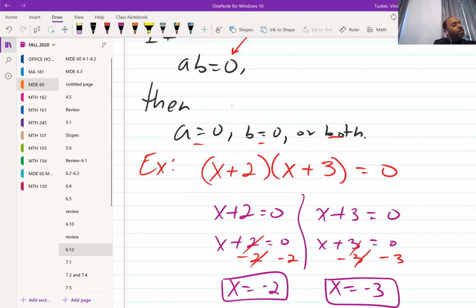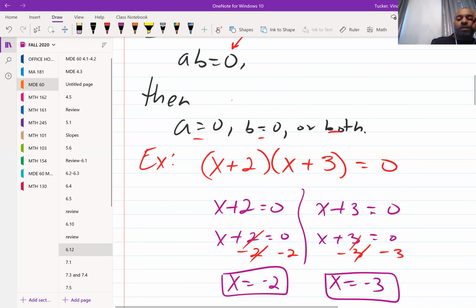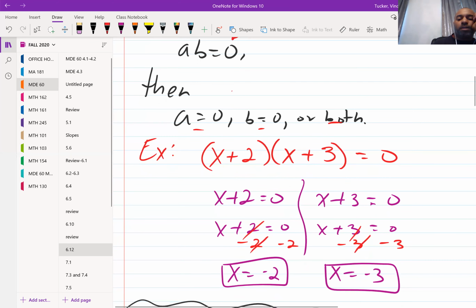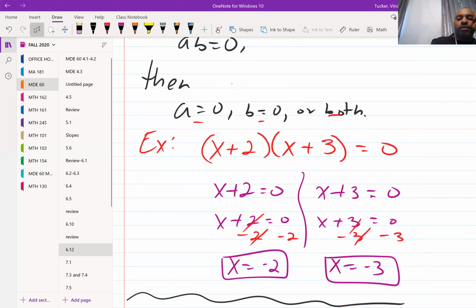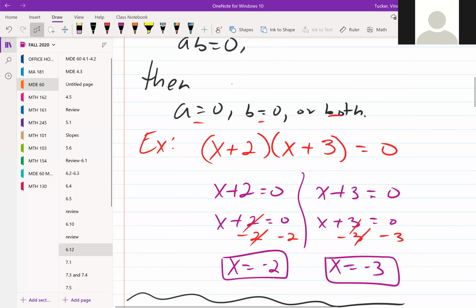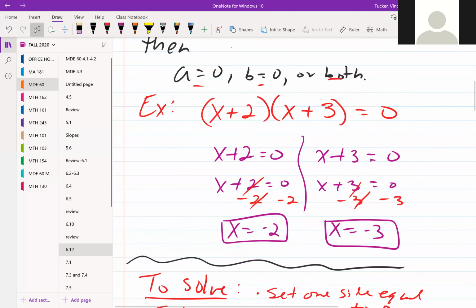So you use your factoring skills you've learned up to this point to break down your trinomials or break down your expression, and set each factor piece equal to zero and then solve. All right, problems with that before we try it? No, go ahead, we can try it. All right.